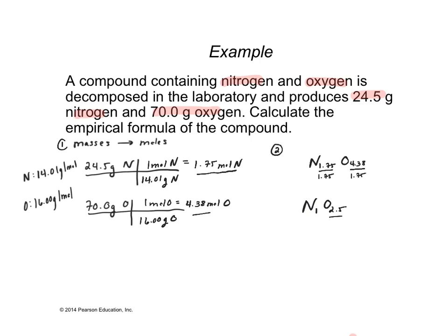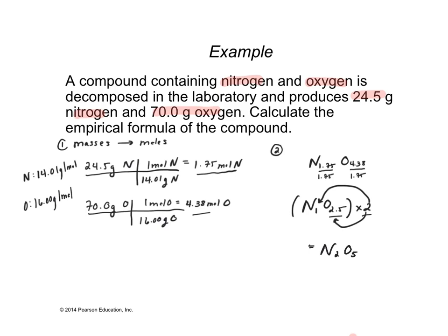So if we multiplied 2.5 by 2, that takes that up to 5, okay? So depending on the fraction that you're dealing with is going to depend on what you end up having to multiply by here. But when you do, you have to multiply everything by it. So that 2 distributes into the entire compound. So overall, the empirical formula for this would be nitrogen 2 and then oxygen 5. Okay?